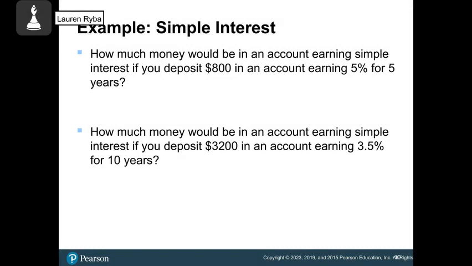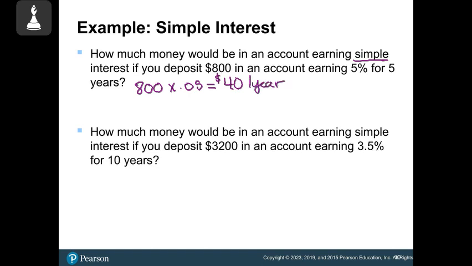So these first two problems are going to be simple interest. We need to make sure we read carefully to know which method we're using. How much money would be in an account earning simple interest if you deposit $800 in an account earning 5% for 5 years? Remember that simple interest is going to be the same interest every single year. So I'm going to calculate one set of interest, $800 times 5%, 0.05. That gives me $40 of interest per year.